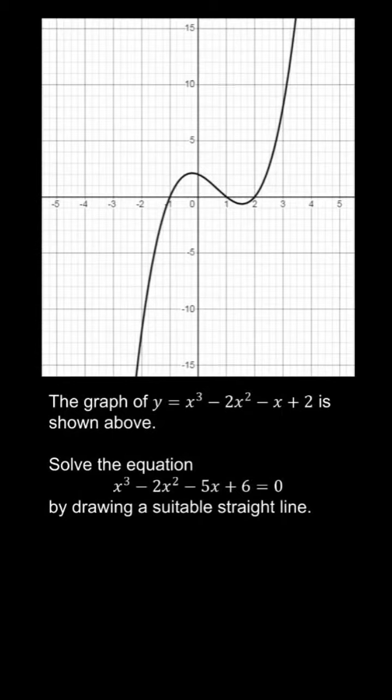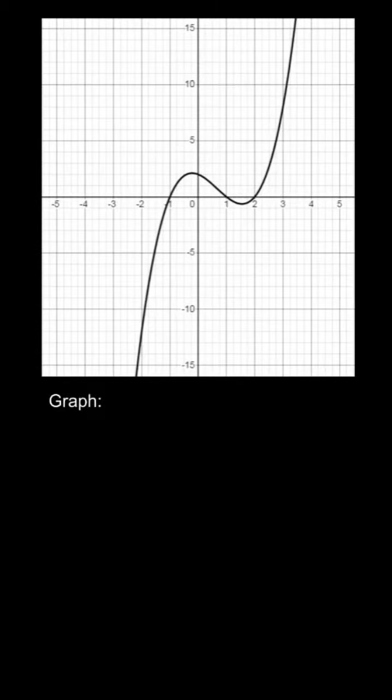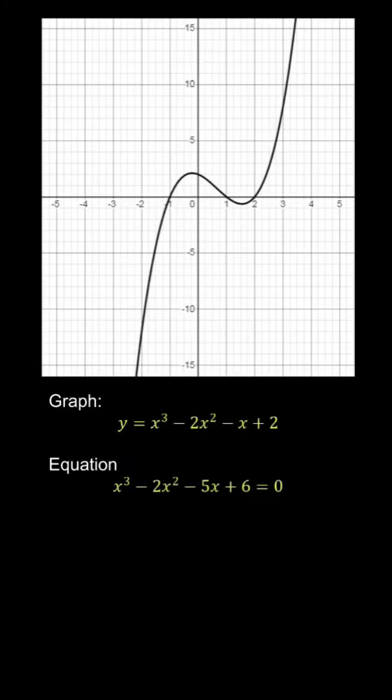Now, how might we do that? First we look at our graph equation, and we look at the equation we need to solve. You'll notice that there are certain common parts, namely the x cubed minus 2x squared, which is the same. So in the equation we need to solve, we look at the part that is not common, which is negative 5x plus 6, and we move it to the other side of the equation. What we get is x cubed minus 2x squared equals 5x minus 6.